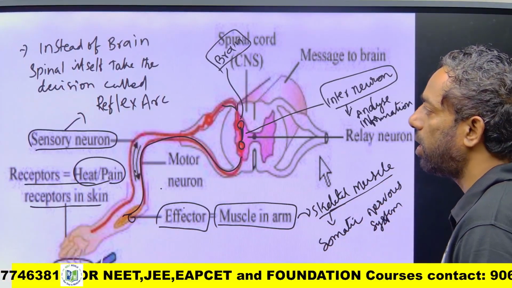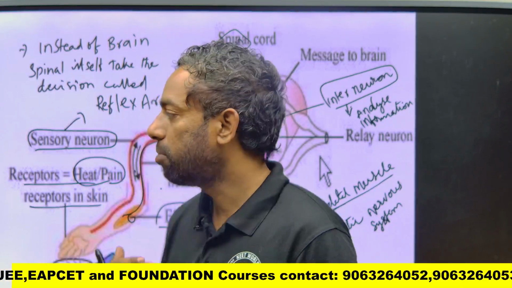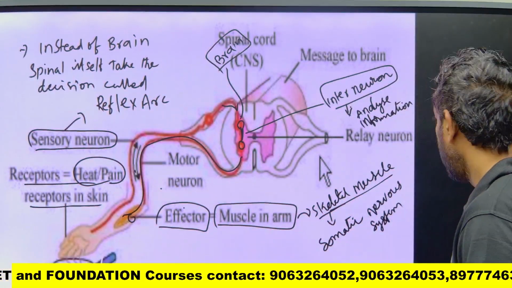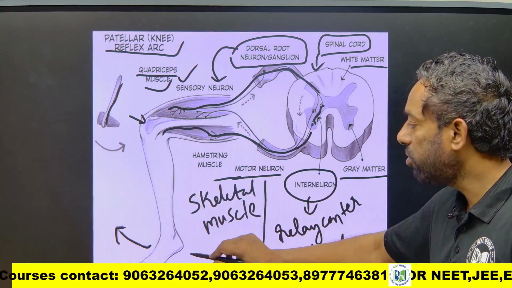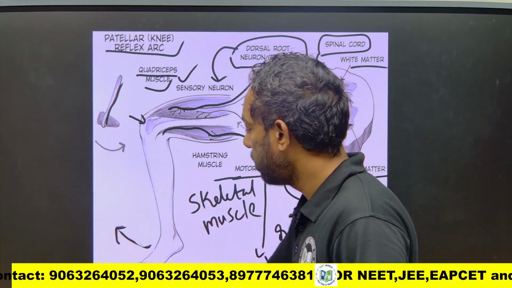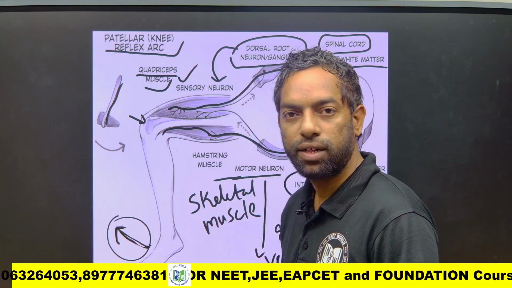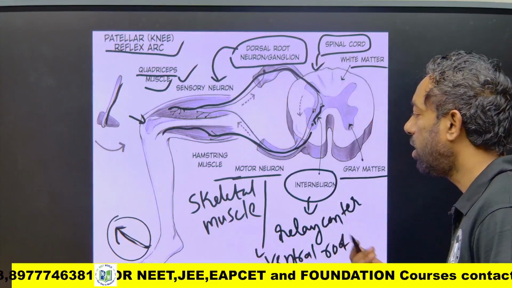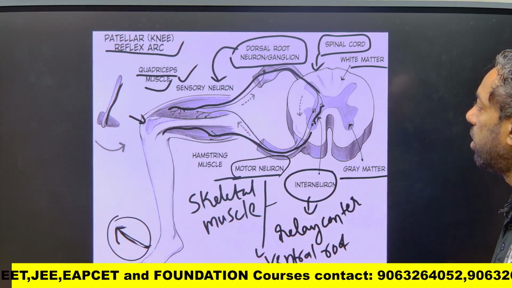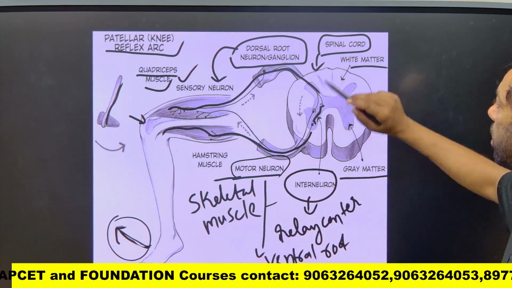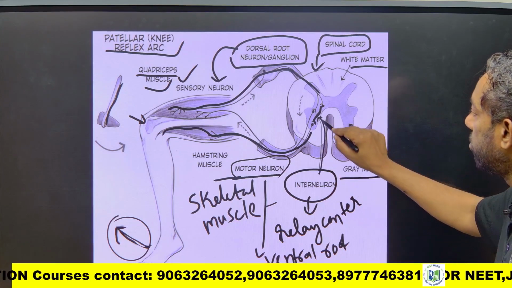And this is the reflex arc. In the reflex arc, the spinal cord itself takes the decision instead of the brain. This is about the reflex arc. This is the knee jerk. The knee jerk always moves upward, always upside. This is important for the exam. They did ask it previously. Skeletal muscle always involves the motor neuron, the dorsal part is sensory, and the spinal cord analyzes. There is an interneuron. This is important.